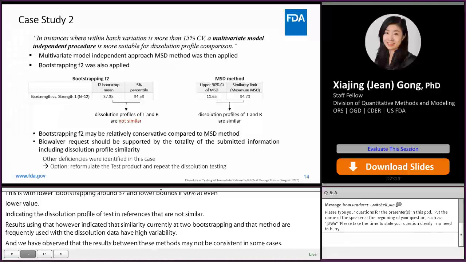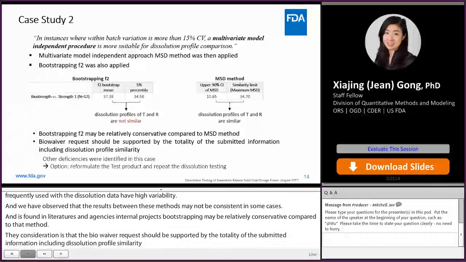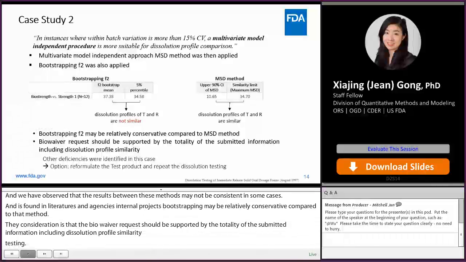The consideration is that the biowaiver request should be supported by the totality of the submitted information, including dissolution profile similarity testing. So for this application, other deficiencies were identified, and the option for the applicant is to reformulate the test products and repeat dissolution testing.